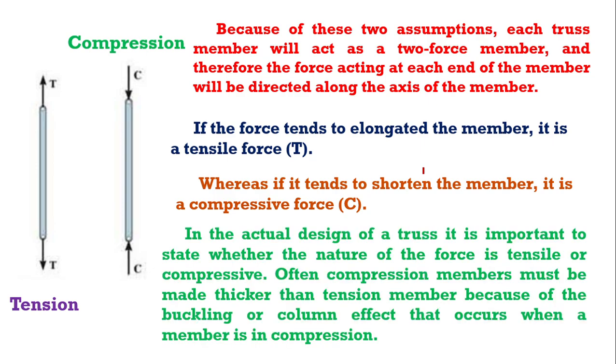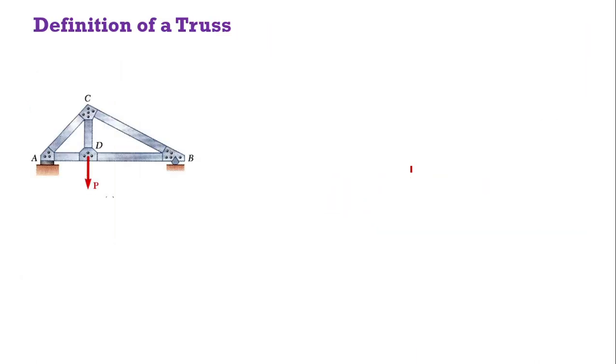In the actual design of a truss, it is important to state whether the nature of the force is tensile or compressive. Often, compression members must be made thicker than tension members because of the buckling or column effect that occurs when a member is in compression.